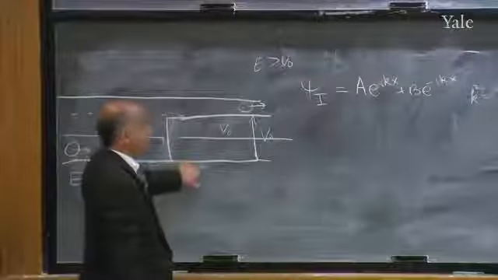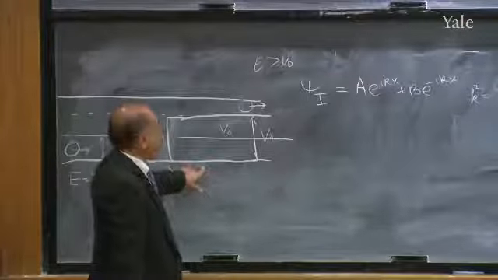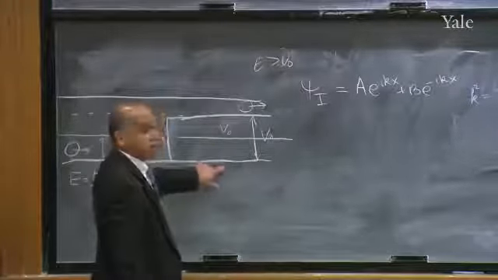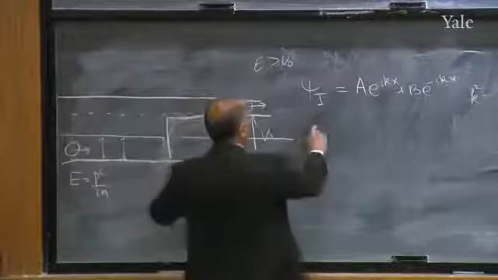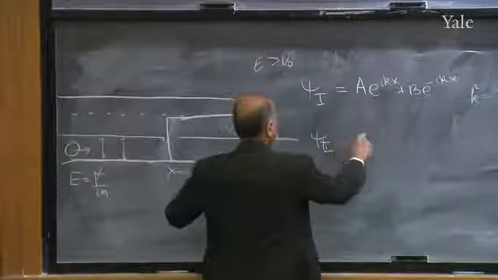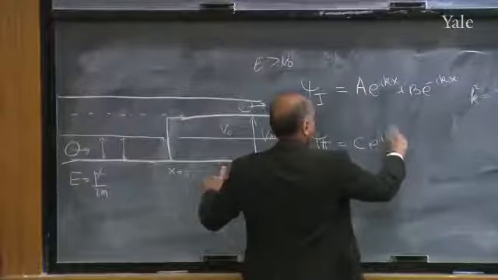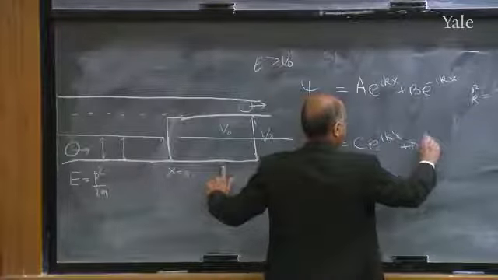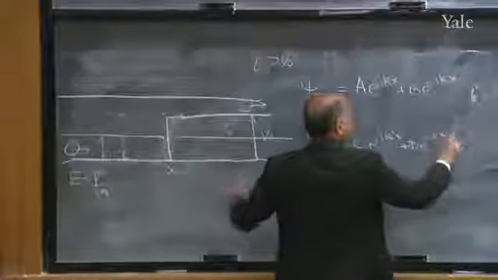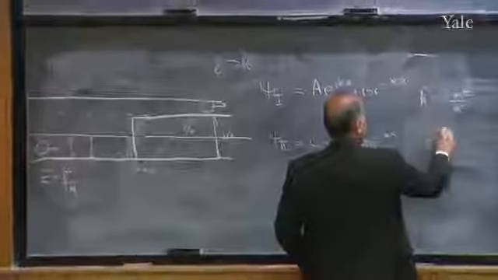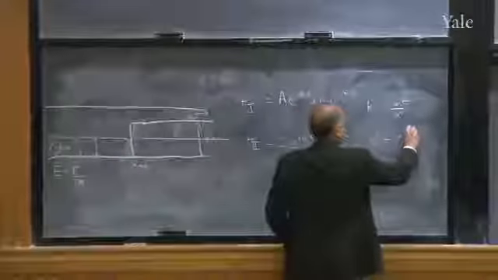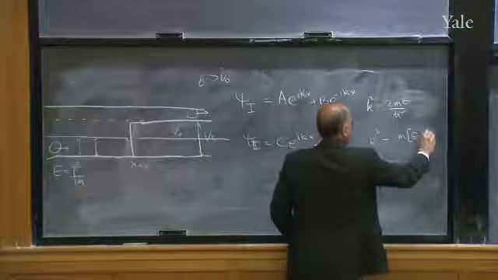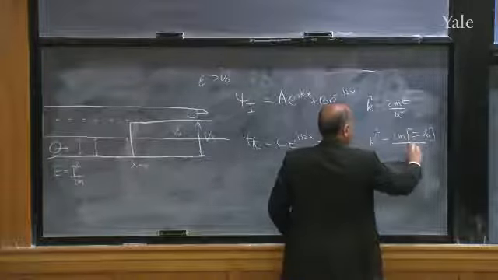Then I go to region 2. In region 2, I have to solve a Schrodinger equation with a V naught in it. You will find that in region 2, psi 2 looks like C e to the ik prime x plus D e to the minus ik prime x, where k prime squared will be 2m times (E minus V naught) over h bar squared.